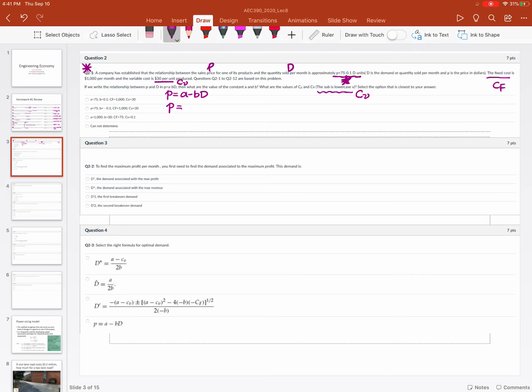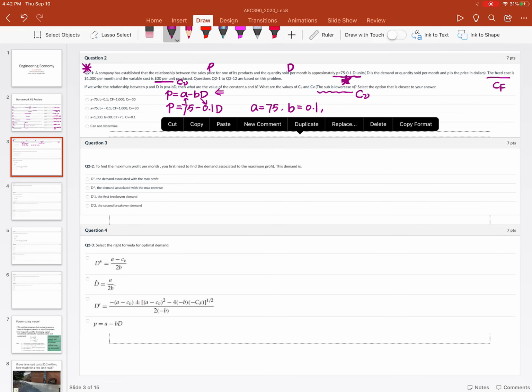To find A and B, it's very easy. You just write that given relationship, align it with this general formula, and then you just compare. A is 75, B is 0.1. There is no negative sign for B. I said that many times, so don't include that negative symbol. So A should be 75, B should be 0.1.